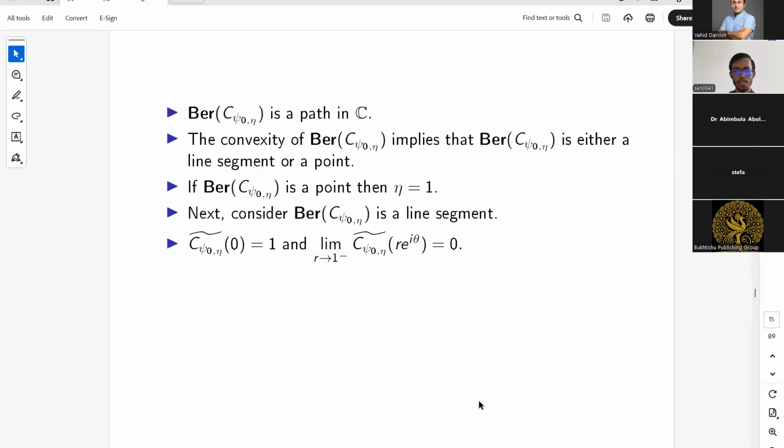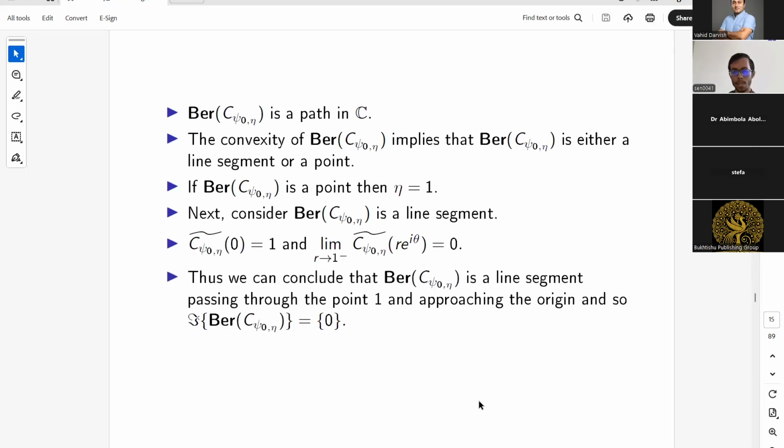Now from the Berezin transform, we get that the Berezin transform at the point 0 is equal to 1, and if we take r tending to 1, then we get the Berezin transform equal to 0. Therefore, the line segment passes through the point 1 and approaches the origin as r tends to 1. Therefore, the imaginary part of the Berezin range is equal to 0, and by the previous lemma, we can conclude that the imaginary part of eta is equal to 0, and since eta belongs to the boundary of the unit disk, we get eta will be either 1 or -1. Thus, the proof is complete.